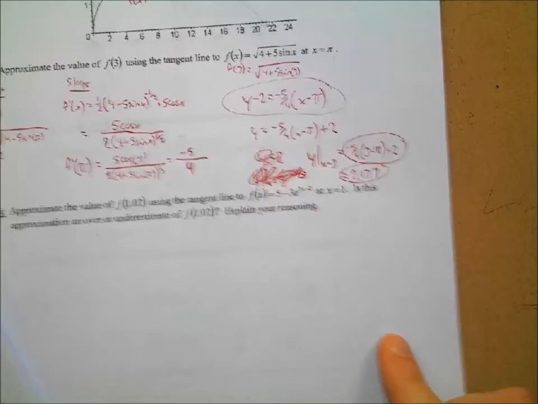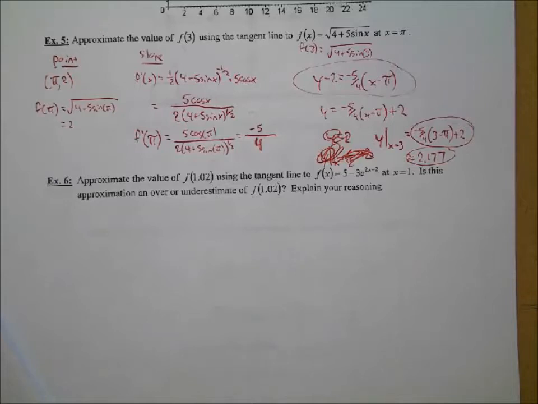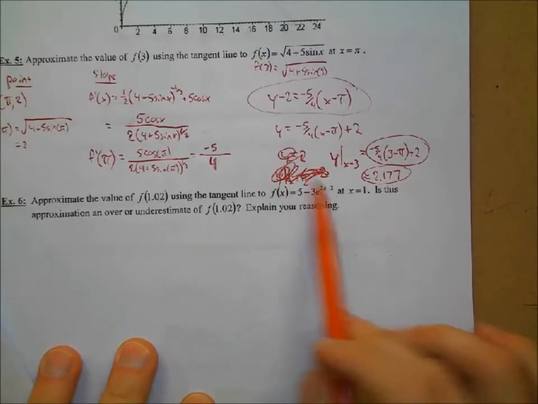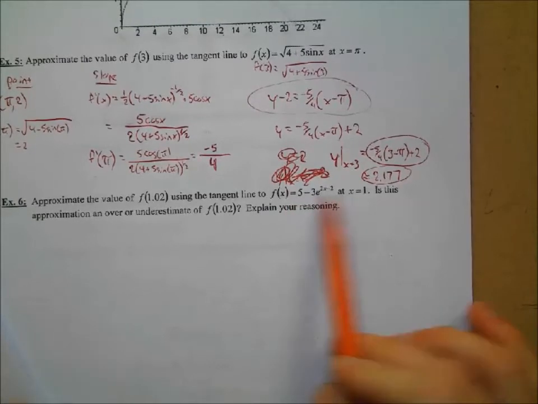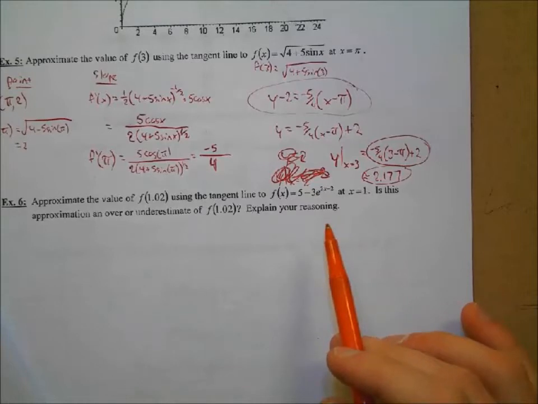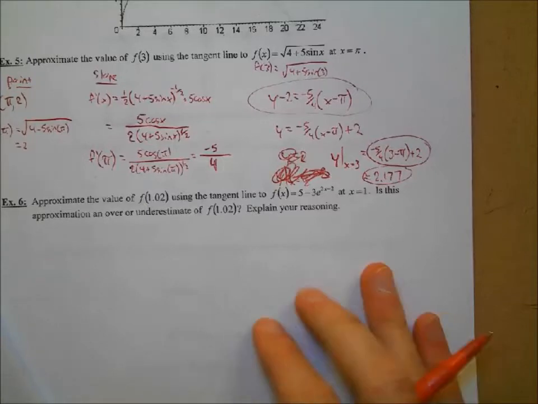Questions on that process? Okay, so let's try the next one here, number 6. Approximate the value of f of 1.02 using the tangent line to f of x equals this function at x equals 1. So we want to find the tangent line of this function at x equals 1, and also determine, is this approximation an over approximation or an under approximation? Over or under estimate. And then we'll explain our reasoning.